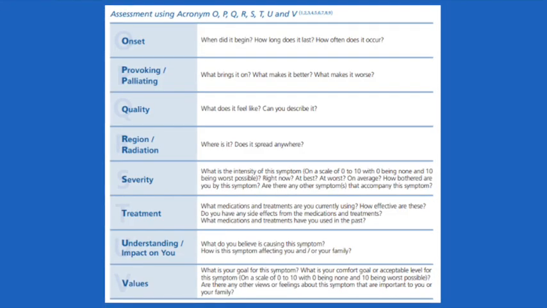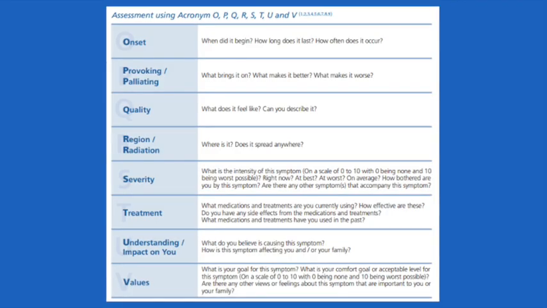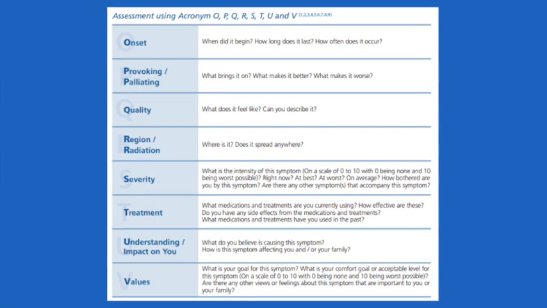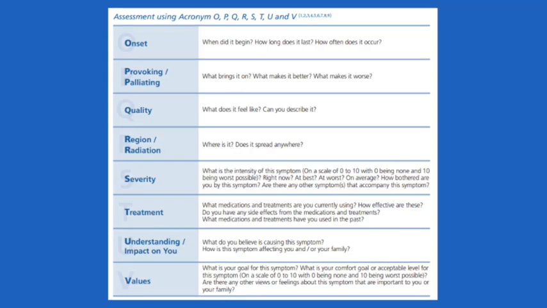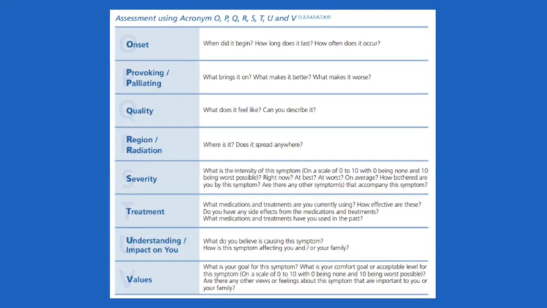And P? Provoking. Provoking, yeah, provoking or palliating. So what makes it better? What makes it worse? Q? Quality? Quality, yeah. So how would you describe your pain? What does it feel like? Those types of questions. And then R? Radiating or region? Exactly. So where is it? Does it spread anywhere?